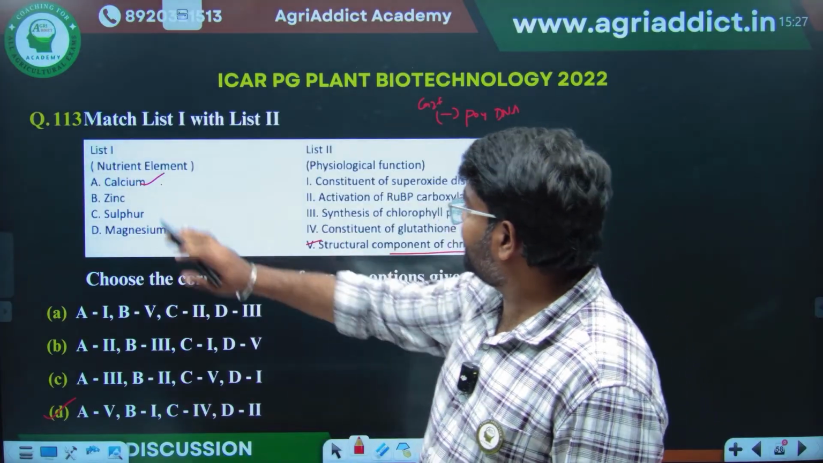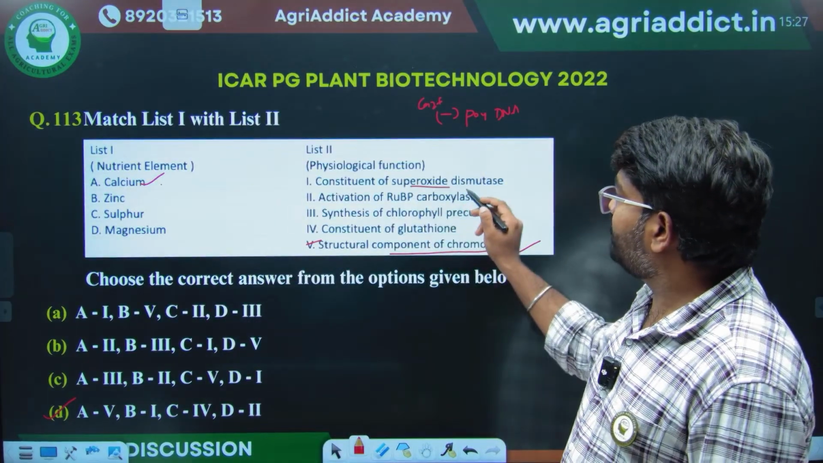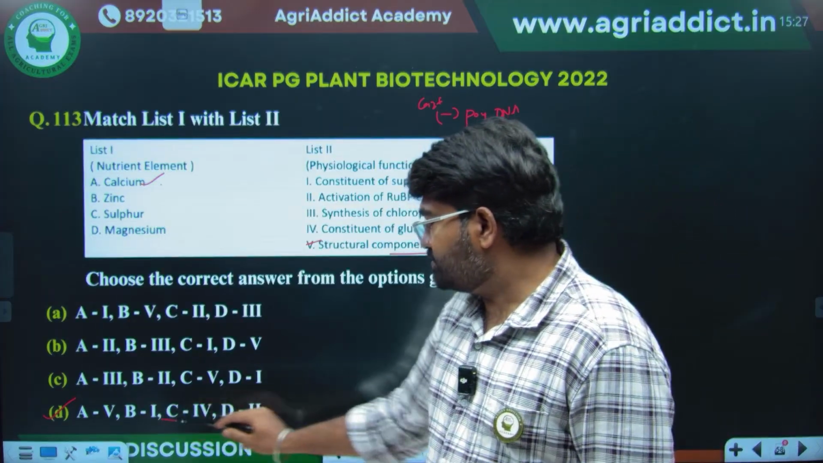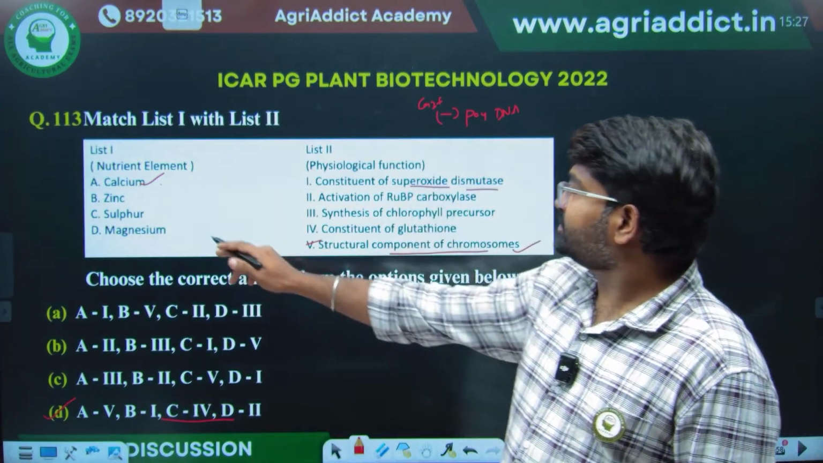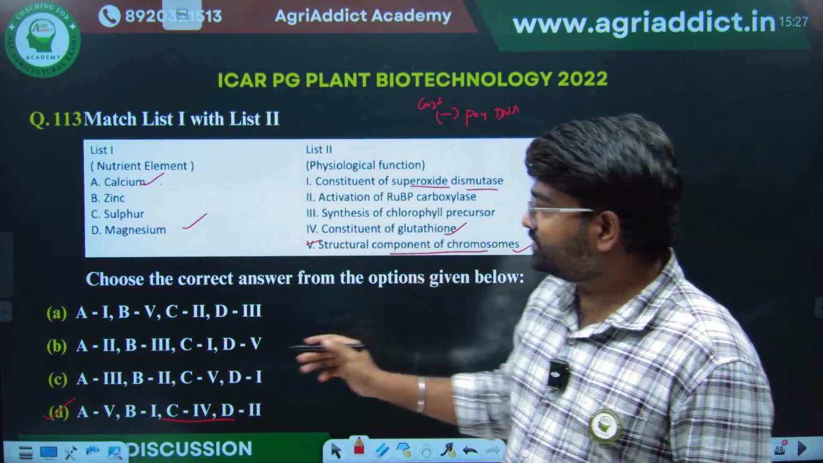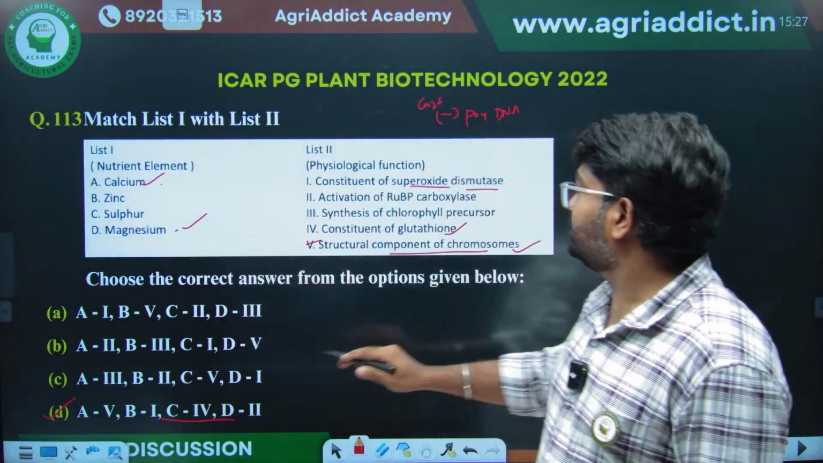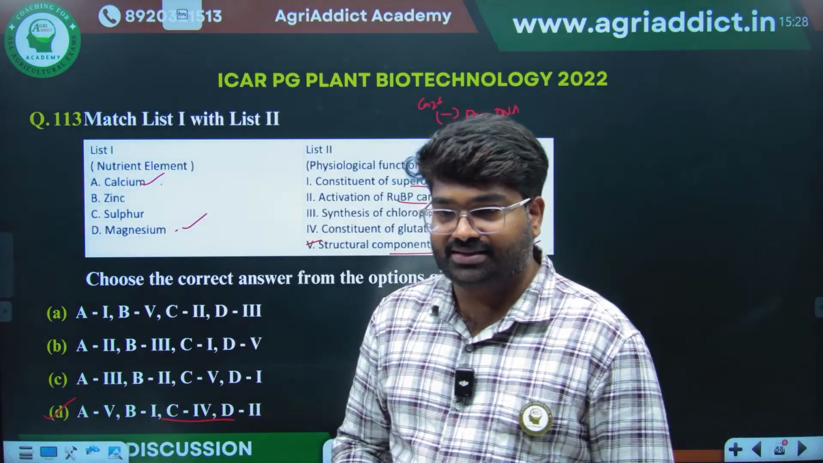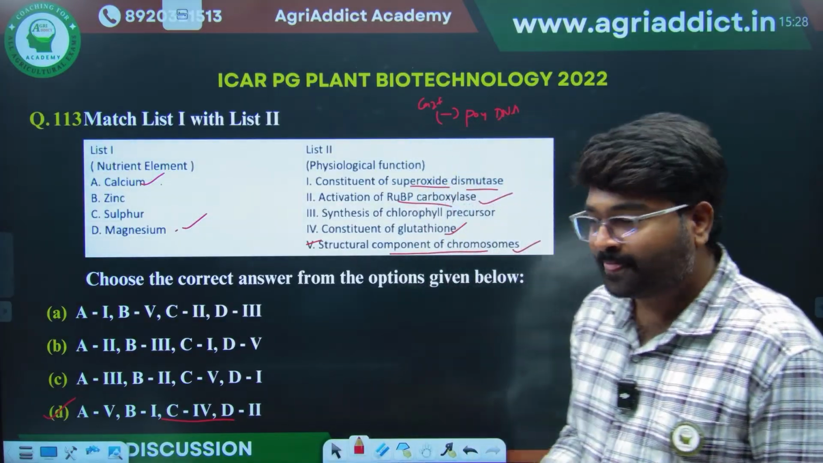B, zinc. It's a constituent of superoxide dismutase. Yes, 5142, very good, this we have discussed. Sulfur, it's a constituent of glutathione. Yes, this is also we know. Magnesium is involved in activation of rubisco carboxylase. Yes, 5412 will be the right option.